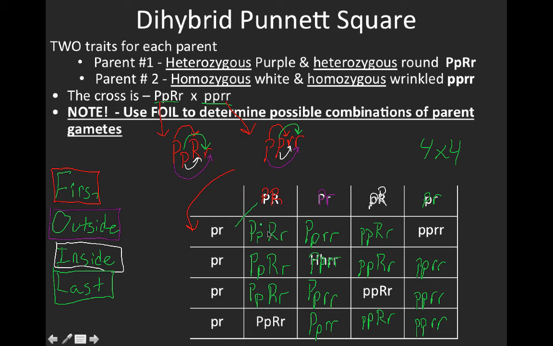Now what we need to do is follow two traits, and this becomes a little more complex when we start talking about probability and different percents of the traits that are there. Instead of just saying which ones are purple or which ones are white, now we can say which ones are purple and wrinkled, which ones are purple and round, which ones are white and round, which ones are white and wrinkled, and it adds a whole other level.